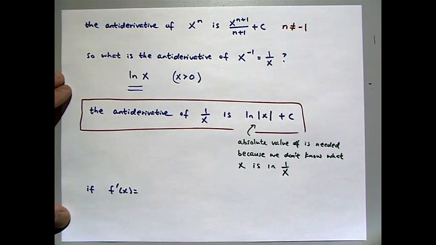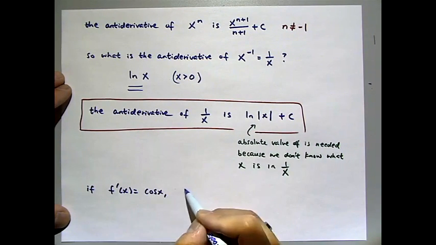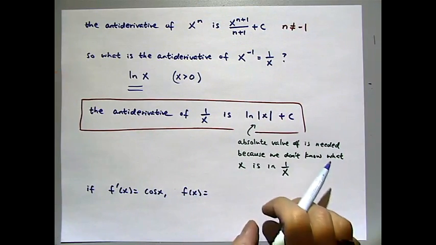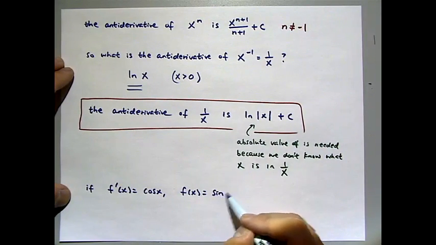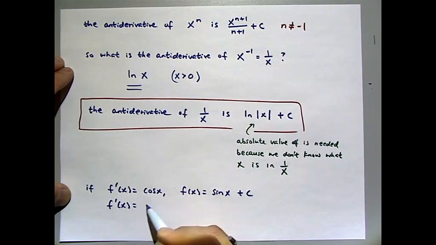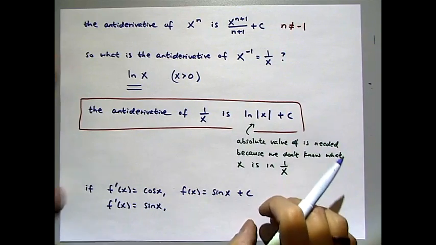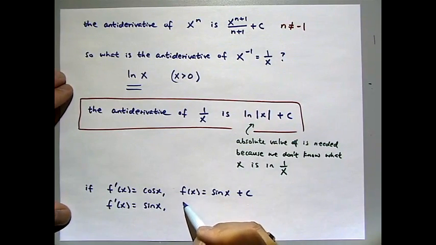Other things we've seen before. So if we say that the derivative of something is cosine of x, then what function gave us that derivative? Sine, right? Sine plus some possible constant. What about if something has a derivative of sine of x? What gave us that derivative? Right, negative cosine. Good.